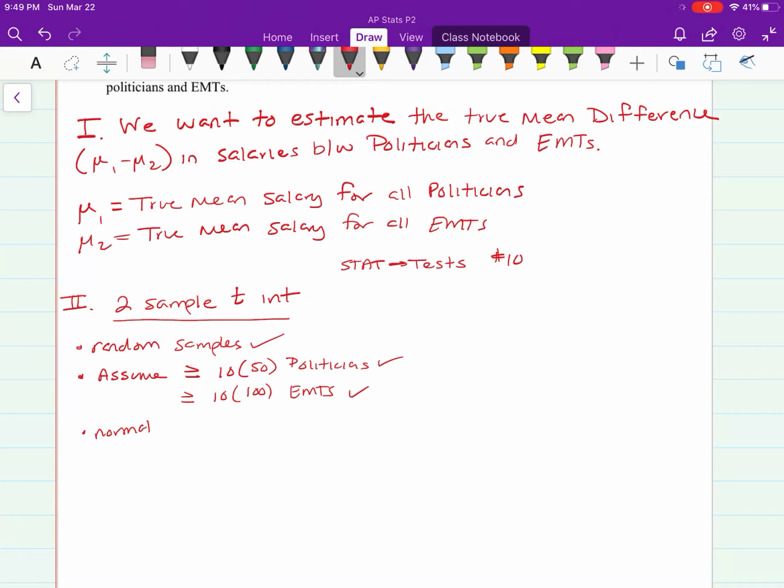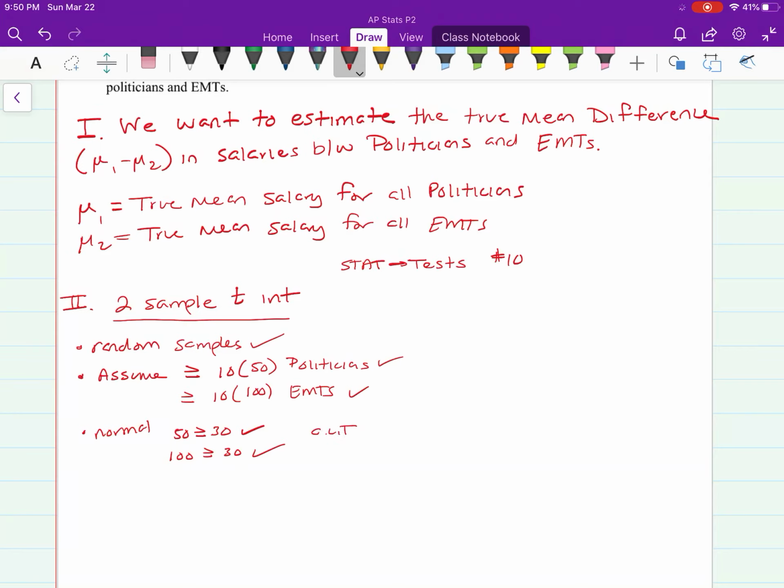So central limit theorem, greater than or equal to 30. But we do have to check both sample sizes. So the sample size for politicians was 50, and 50 is greater than or equal to 30. And the sample size for EMTs was 100, and that's greater than or equal to 30 also. So boom, you're done. You're all set. Conditions for means is much less work than conditions for proportions.